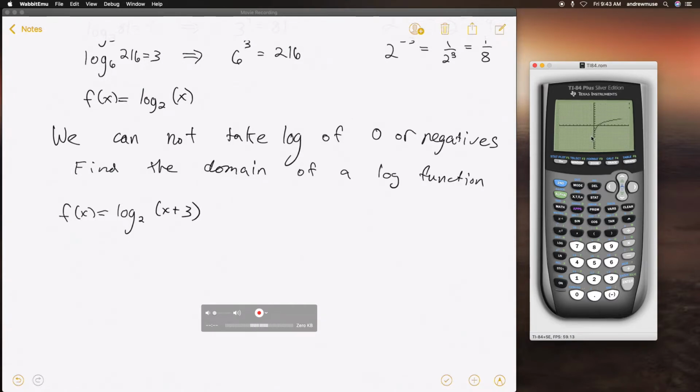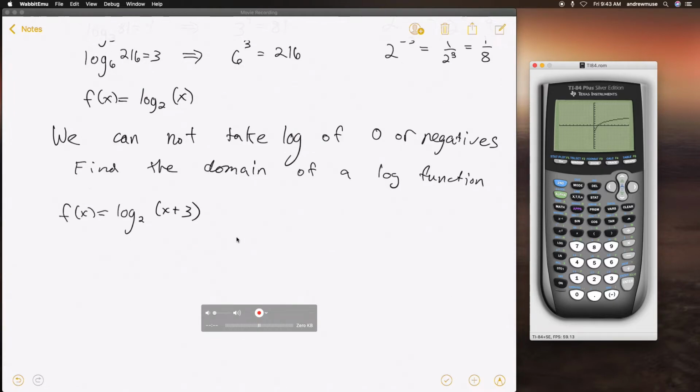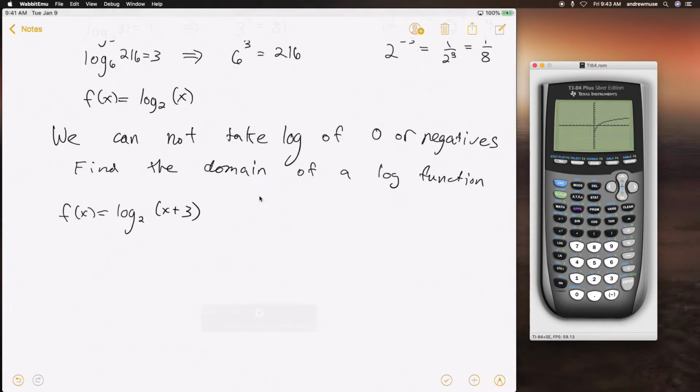Okay, so that shows that log never becomes negative or goes to 0. So again, this guy in parentheses, x plus 3, can never be negative or 0. So we need that guy to always be greater than 0. And if I solve that, x always has to be greater than negative 3. So whenever we describe our domain, it is from negative 3 to infinity. That's it.